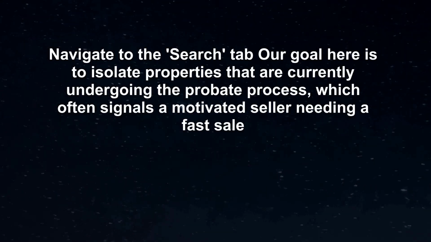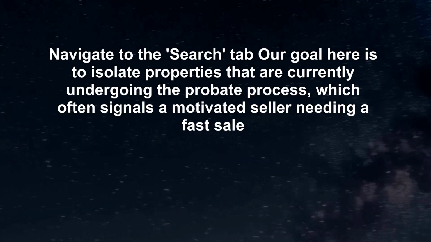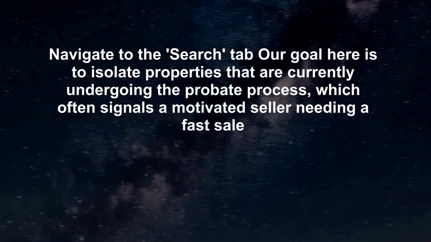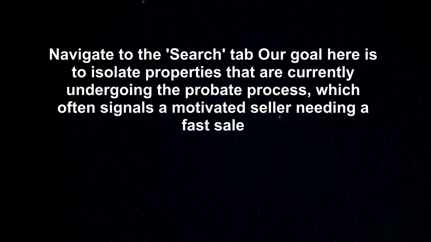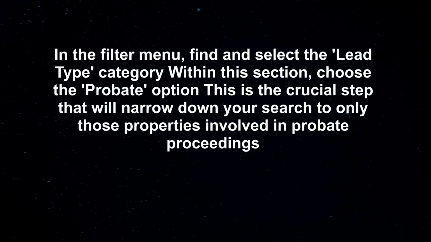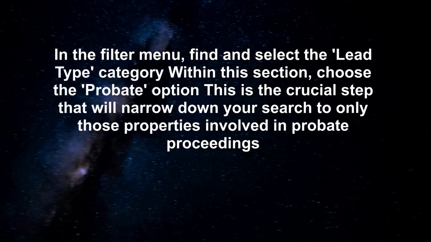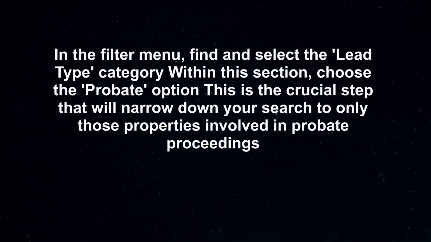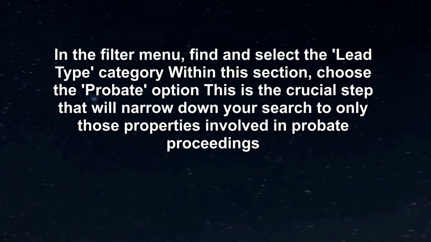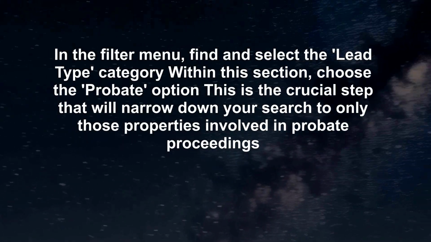Our goal here is to isolate properties that are currently undergoing the probate process, which often signals a motivated seller needing a fast sale. In the Filter menu, find and select the lead type category. Within this section, choose the probate option. This is the crucial step that will narrow down your search to only those properties involved in probate proceedings.